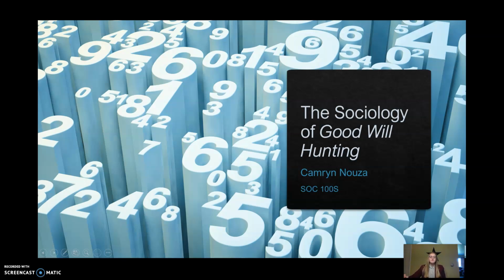I think we're all familiar with the phrase, you can't judge a book by its cover. But if I pick up a book with a cover that says Merriam-Webster's dictionary on it, I'm going to expect that book to give me words and their definitions. My name is Cameron Nuza, and this presentation will analyze the connection of the role theory found in sociology to the film Good Will Hunting.